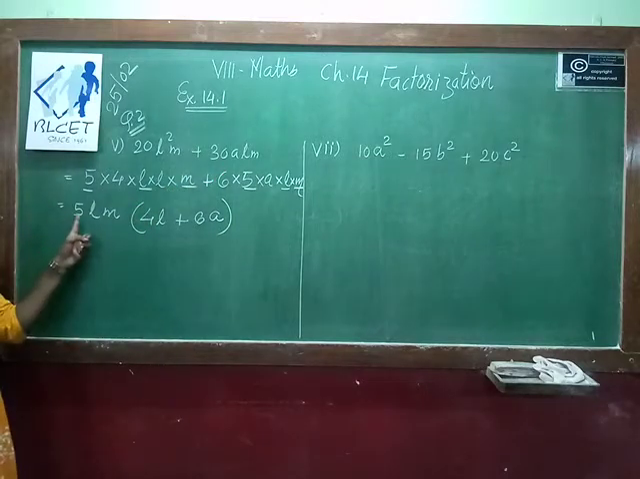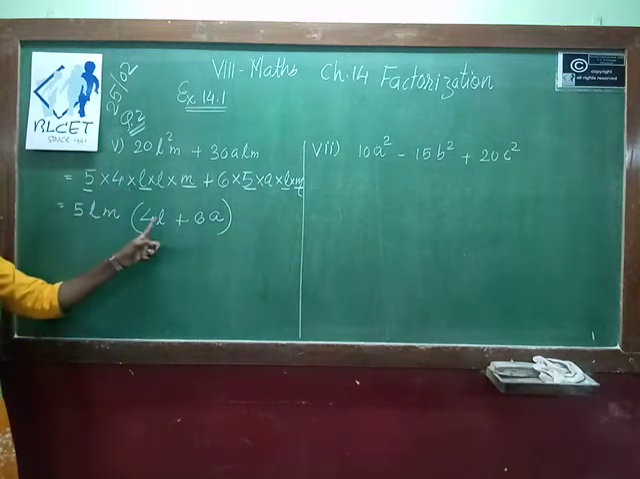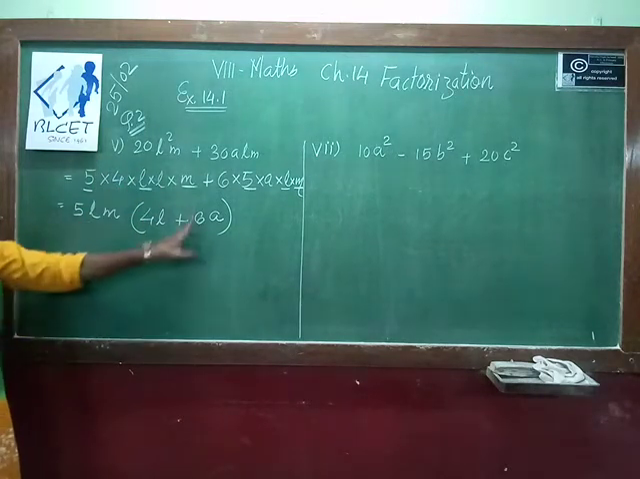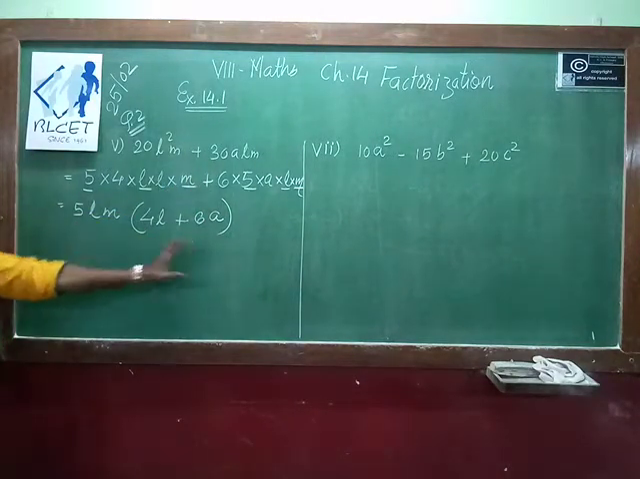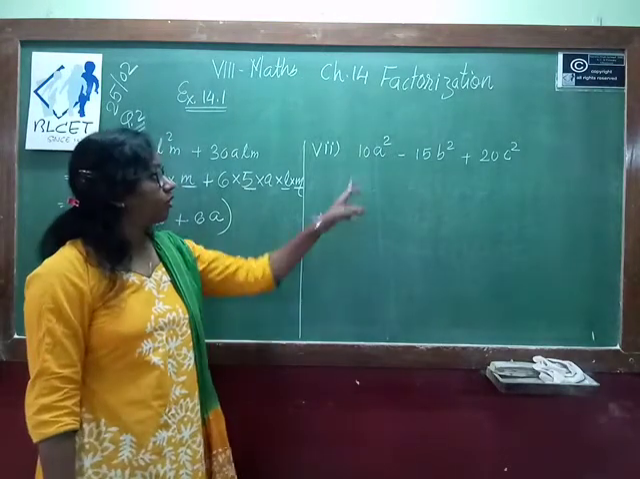Check your answer. 5lm into 4l, 5 fours are 20, l into l square m, plus 5 sixes are 30, lm into a will give you alm. So this way you can check your answer. 6th, try to do by yourself. Now we move on to the 7th question.